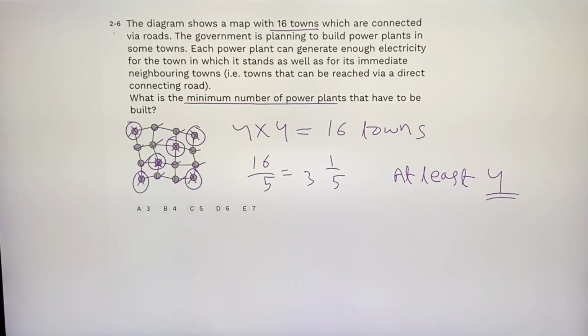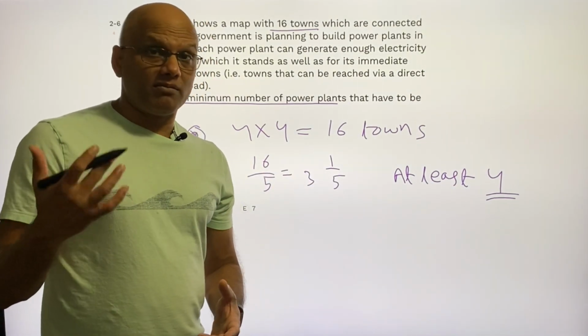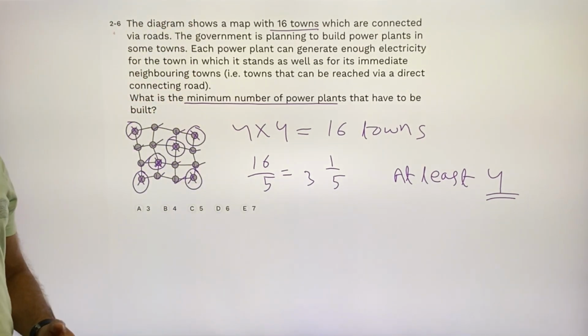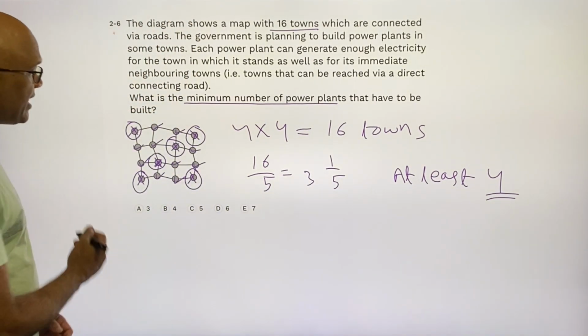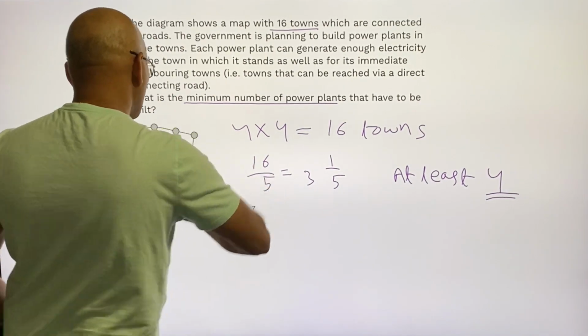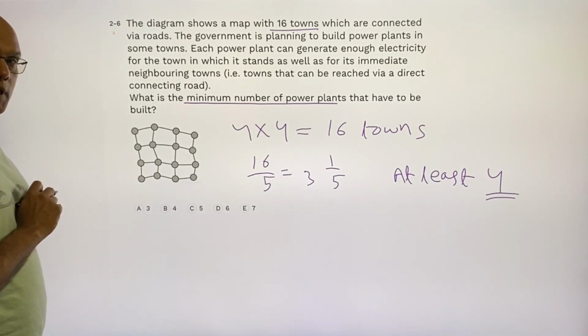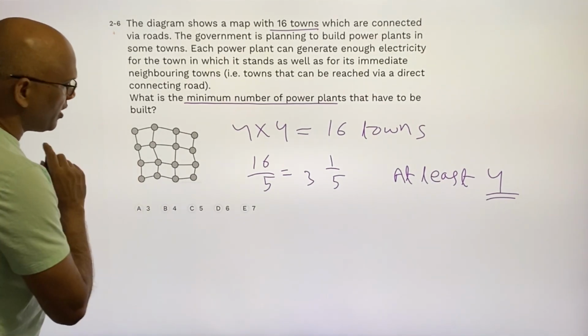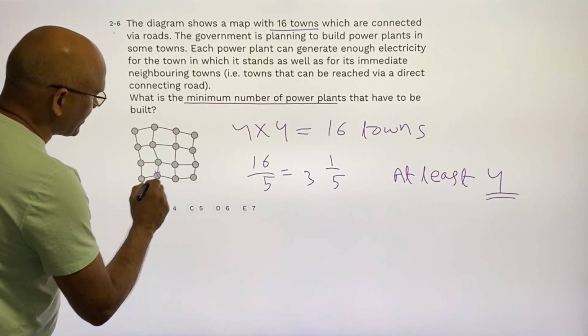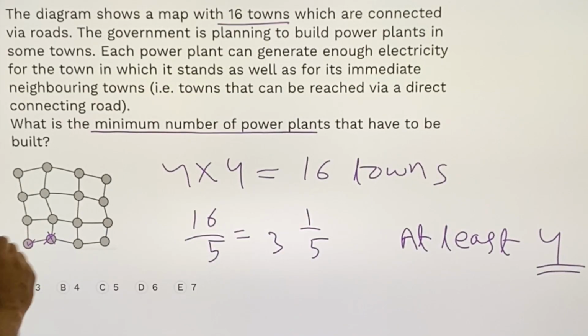But can I do less than 6? I know that I need at least 4, but can I manage it with less than 6? Let me try another configuration. What happens is if I put somewhere in between, the corners are left out. So let me try to choose something like this. So this can provide to this, and this. These 3 are taken care of.